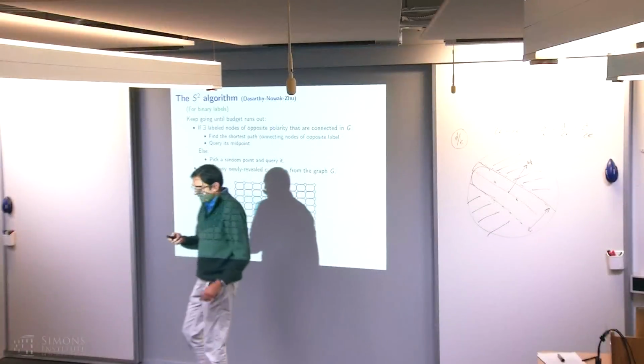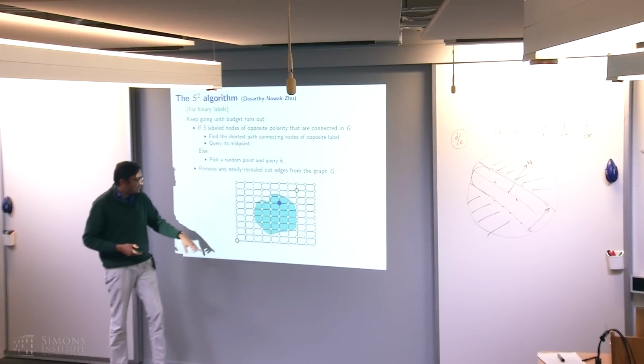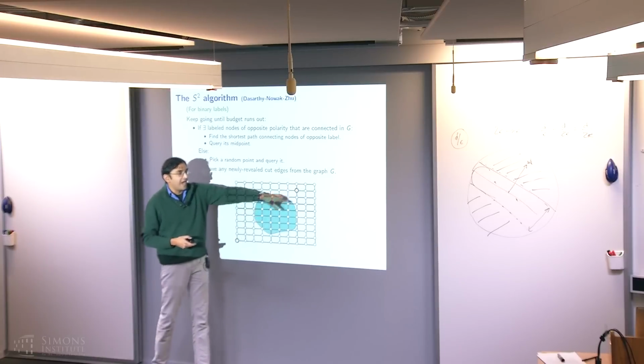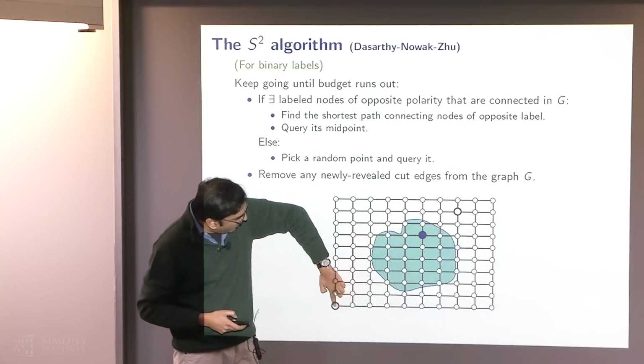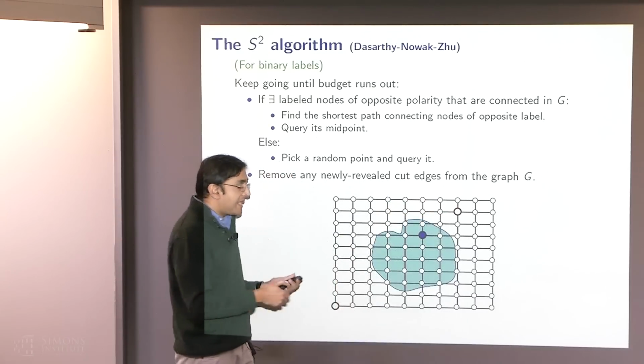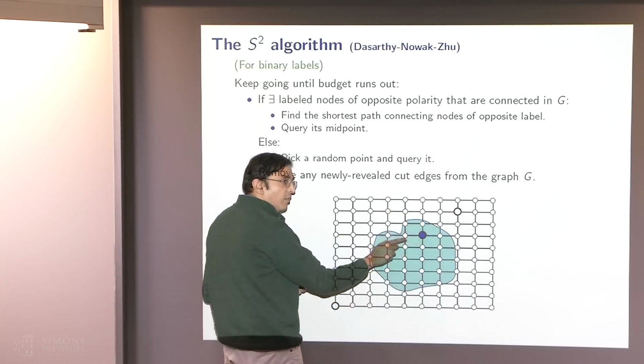So for example, we have this graph over here. Initially I have no labels, so I start with a few random queries until I get 2 points of opposite polarity. So now I have this point that's a blue and these 2 points that are white, so I've queried 3 points. Now look for all shortest paths between points of opposite label.